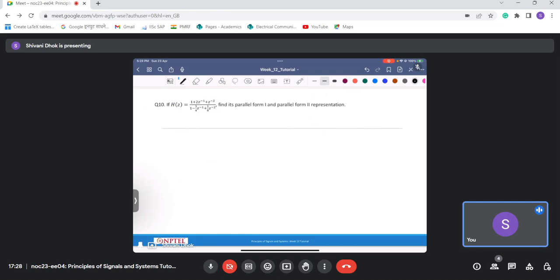If not, then let us look at the parallel form 1 and parallel form 2 representations. So we'll start with the parallel form 1 representation, and as mentioned earlier, this is basically obtaining partial fractions in z inverse. So let us consider this H(z).